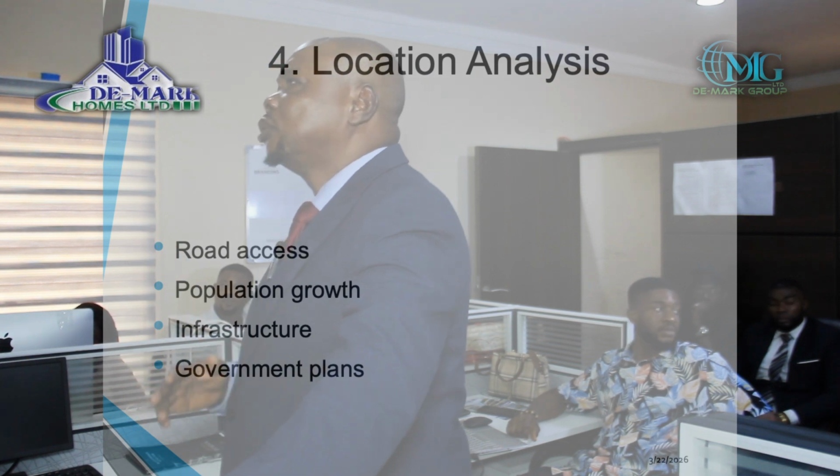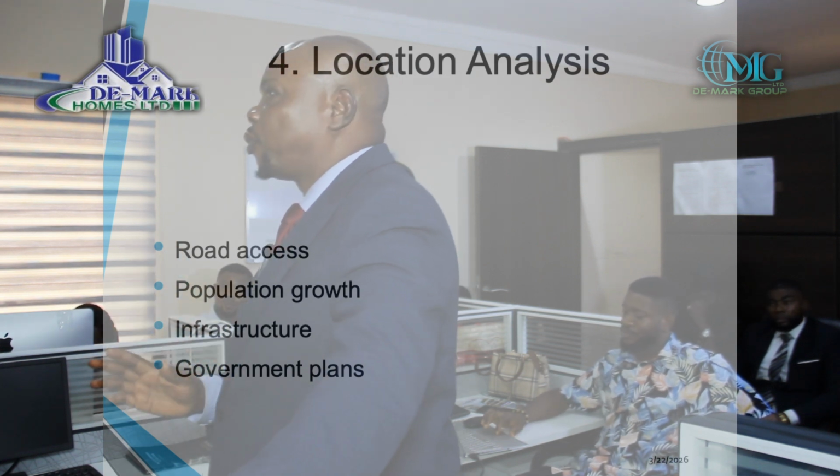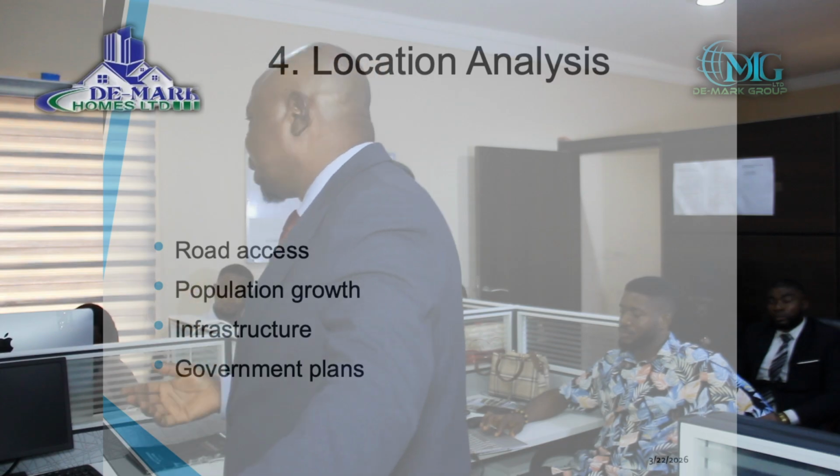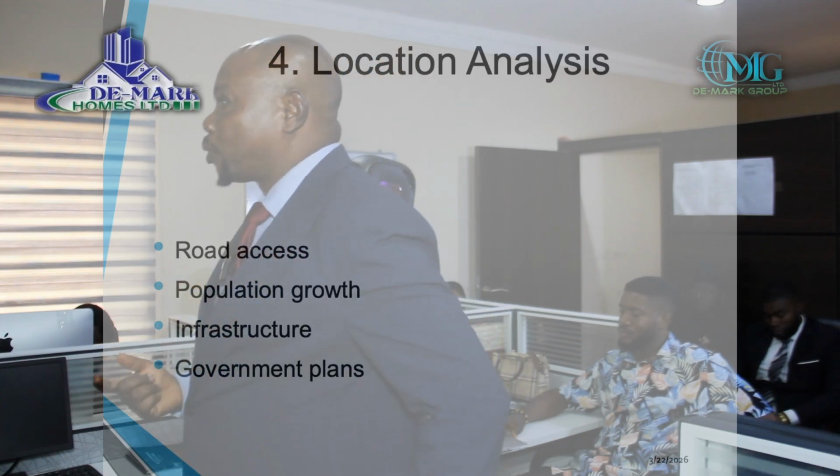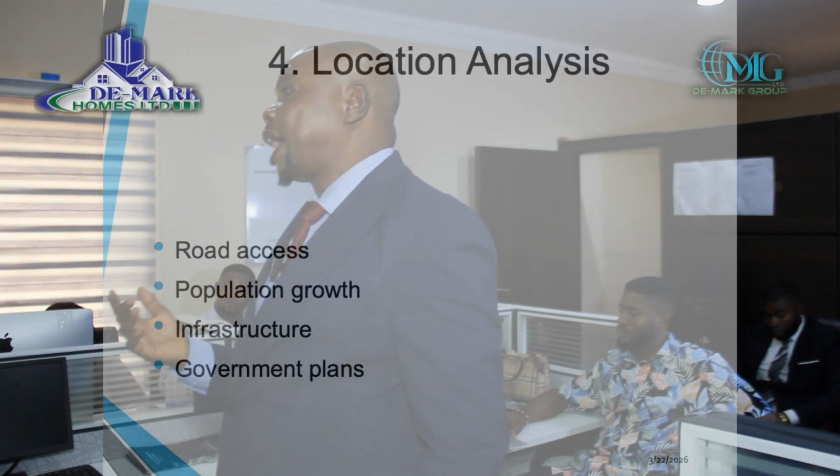So how do you analyze location for investment property? What are the things that you look out for if you are buying property for investment? You check access road, population growth, infrastructure, government plans. Do you understand? These are the things that you need to look at. Access road is part of transport, but some people will also consider a transport hub, just like our property in Tagini. So these are the things you need to look at for the location.